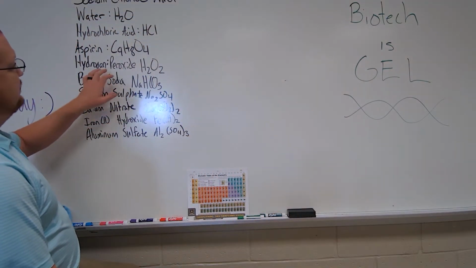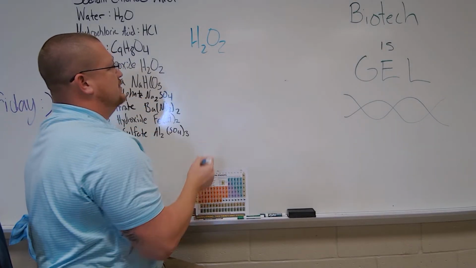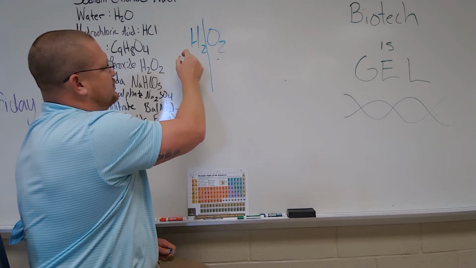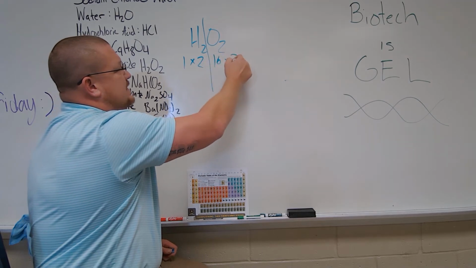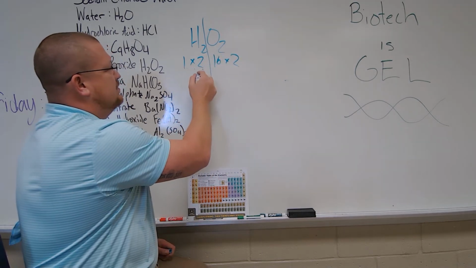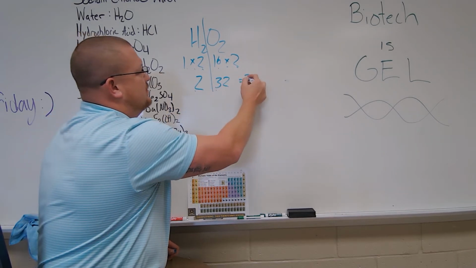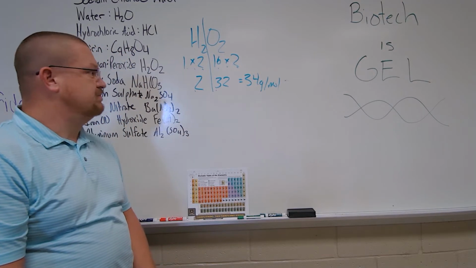Up next, hydrogen peroxide. Very similar to water, but not at all. H2O2. There are 2 of each, right? The mass of hydrogen is 1, so you multiply it by 2. The mass of oxygen is 16 times 2, right? 1 times 2 is 2. 16 times 2 is 32. 2 plus 32 is 34 grams per mole. There's 34 grams in 1 mole.